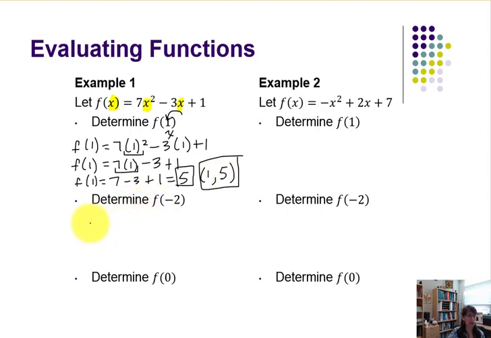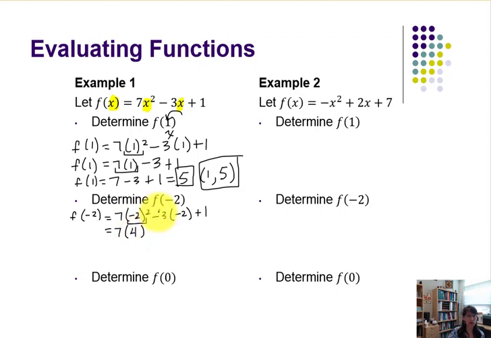Let's determine f of negative 2. So the function will be evaluated with an x value of negative 2. That means 7 times the quantity of negative 2 squared minus 3 times negative 2 plus 1. So I do the exponent first. That means 7 will be multiplied by the quantity of negative 2 squared. So that means negative 2 times negative 2, that's positive 4. When you have a negative number squared, the result is always a positive product.